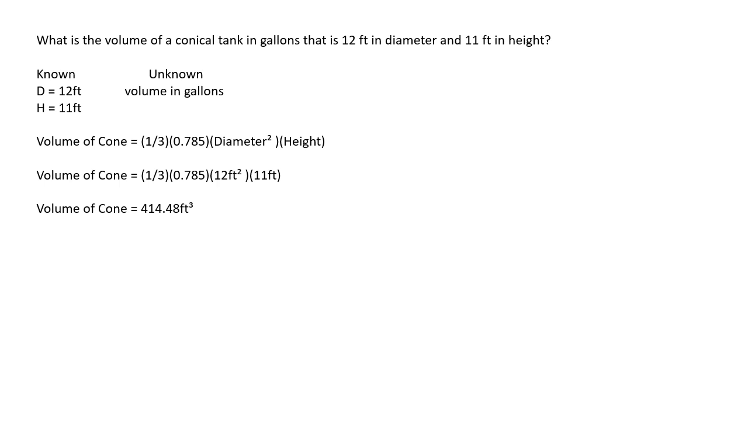414.48 cubic feet. Remember, it's asking for gallons in the tank. There are 7.48 gallons per cubic foot. Remember, anytime you do unit conversion, the unit you want to cancel out goes on the bottom. It's dead, it's buried, it's underneath. We don't want it anymore. So you write it 414.48 cubic feet times 7.48 gallons over 1 cubic foot. The cubic feet will cancel out and you'll be left with gallons. So do your multiplication. And the volume of this cone is 3,100.3 gallons.